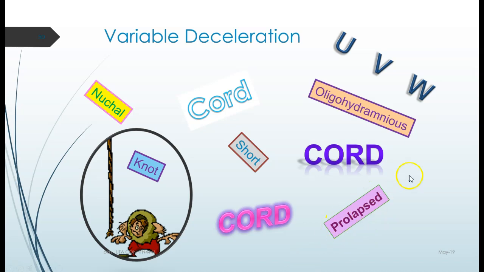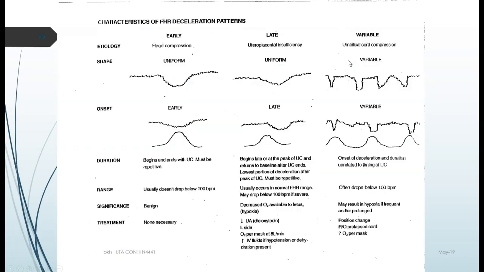We can see this because we have a prolapsed cord, that cord coming down in front of baby's head before the baby is delivered, and it gets compressed by the baby's head. Remember, they can look like a U, a V, or a W. Now I'm going to show you a picture of what these look like kind of side by side.